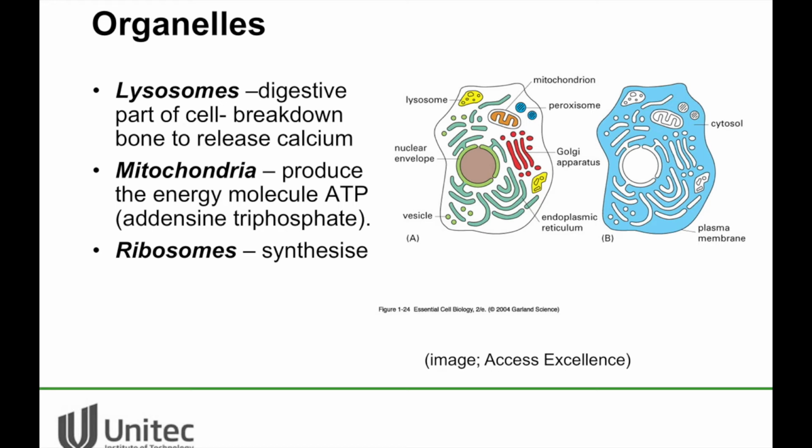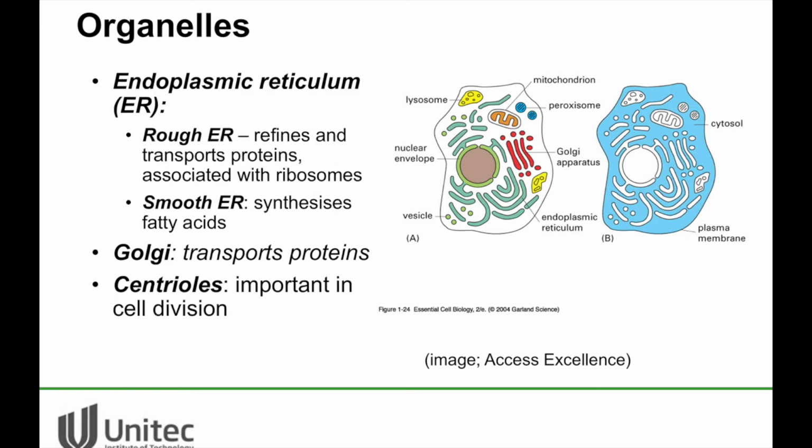They can also break down waste products in the cell. The mitochondria are the powerhouse, remember that one? And the ribosomes, which you'll find sitting on the endoplasmic reticulum or free in the cytoplasm, synthesize proteins. So, the rough endoplasmic reticulum has ribosomes to make protein, and the smooth endoplasmic reticulum, which doesn't have ribosomes compared to the rough endoplasmic reticulum, is involved in synthesizing fatty acids.